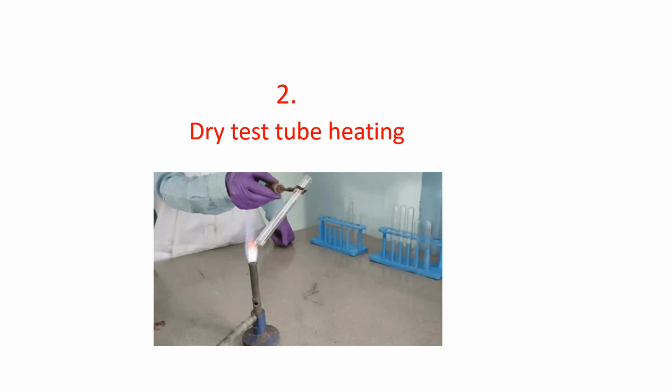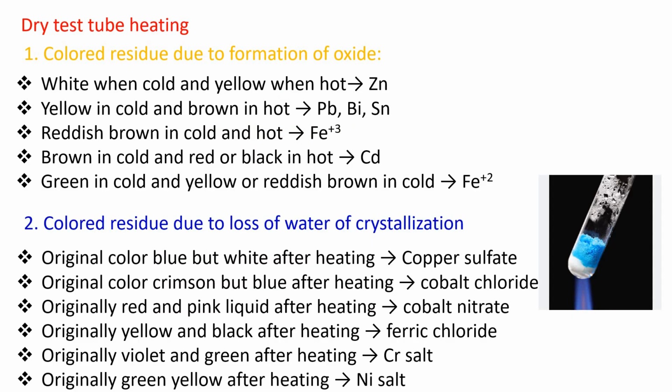Now, the second one is dry test tube heating. Here, you have to take the salt in a dry test tube and heat it strongly in the flame and observe the changes. These dry test tube heating observations we can categorize into four categories.